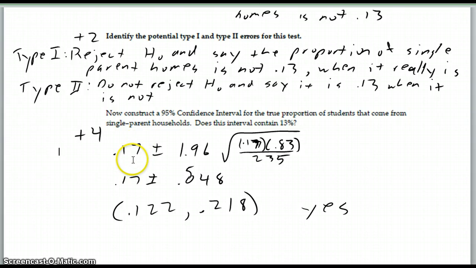P hat was 17%. There's our z-score we use for 95% confidence intervals, and the standard error. And so we would say we're 95% confident the true proportion of single-parent households is between 12.2 and 21.8%, and the question is, is 13% in there? And yes, it is, which kind of backs up what we did with our hypothesis test.